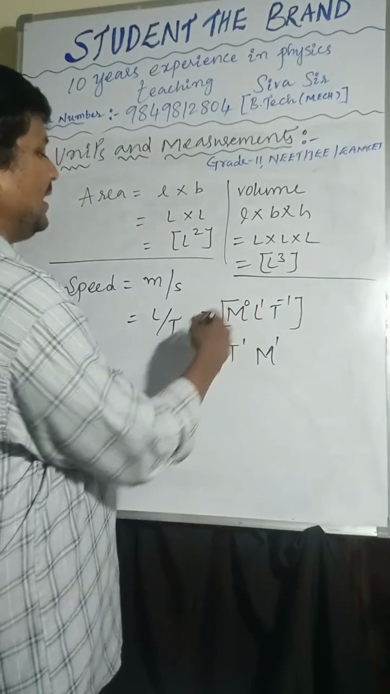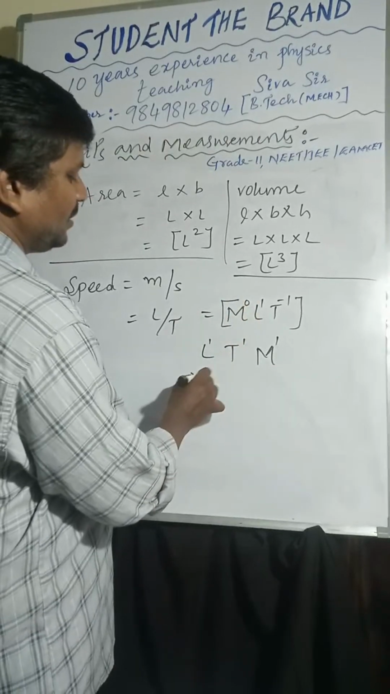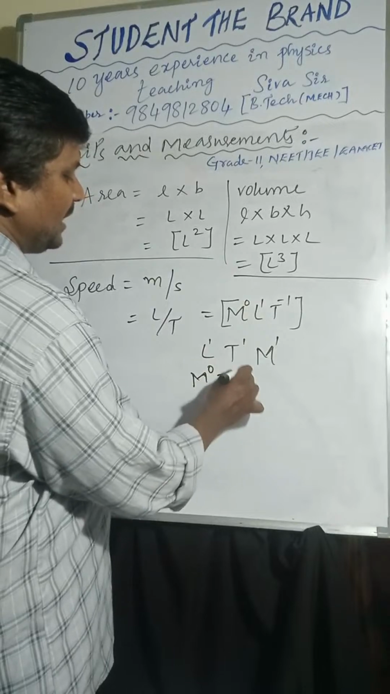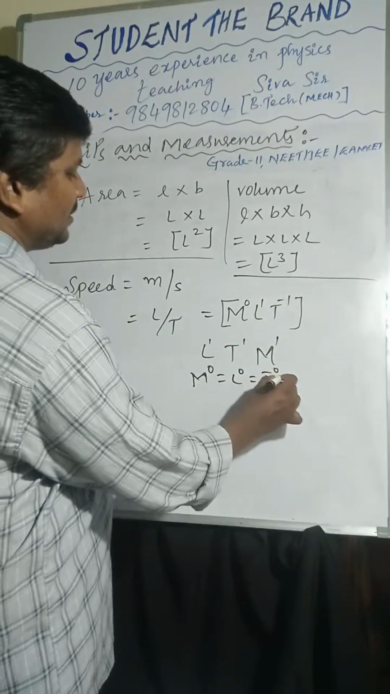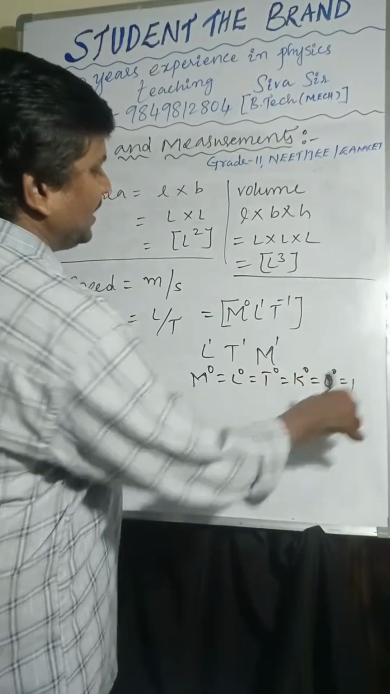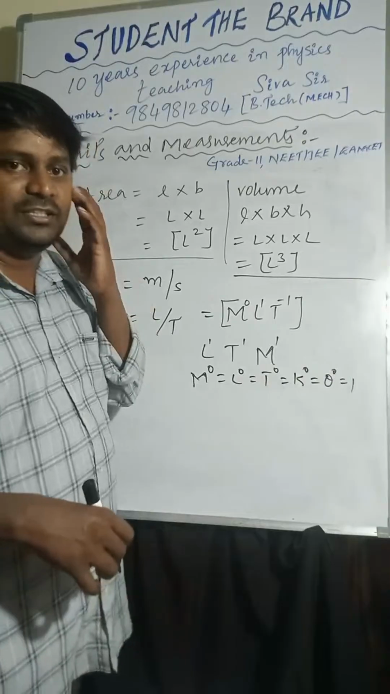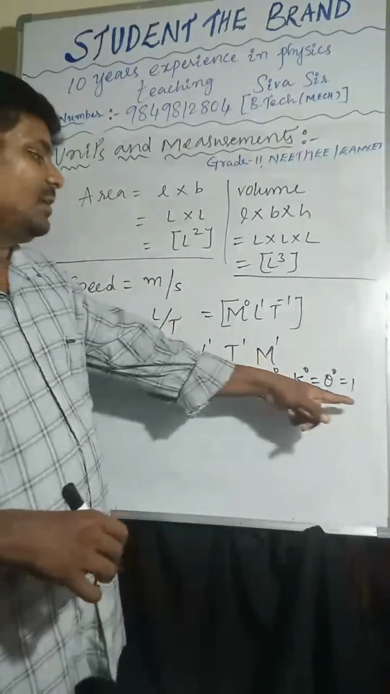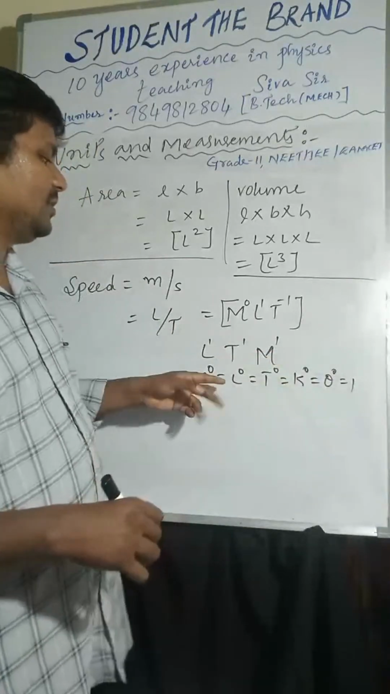So here the letter is not there. So M power 0, L power 0, T power 0, K power 0, theta power 0 equal to 1. Anything with power 0 we represent with 1. So power with 0 we are representing 1.